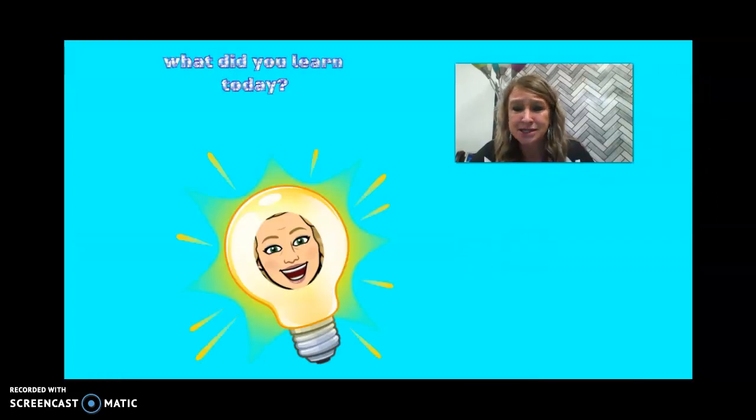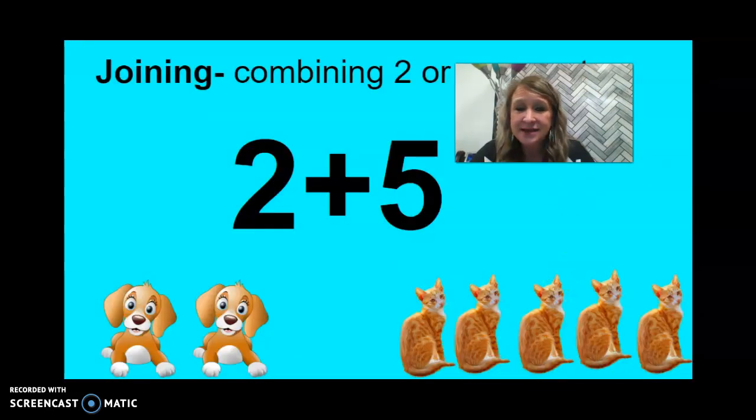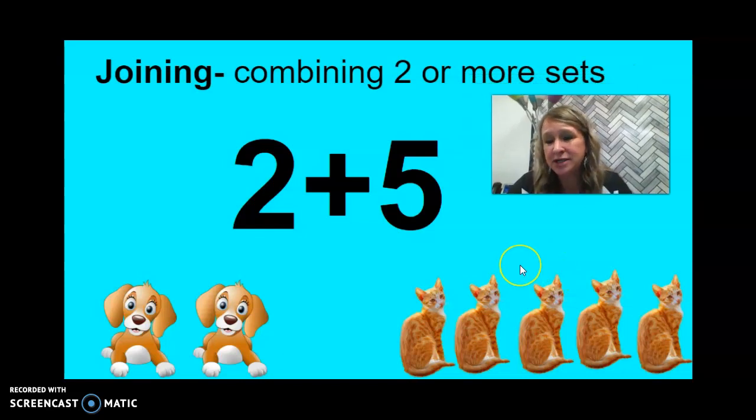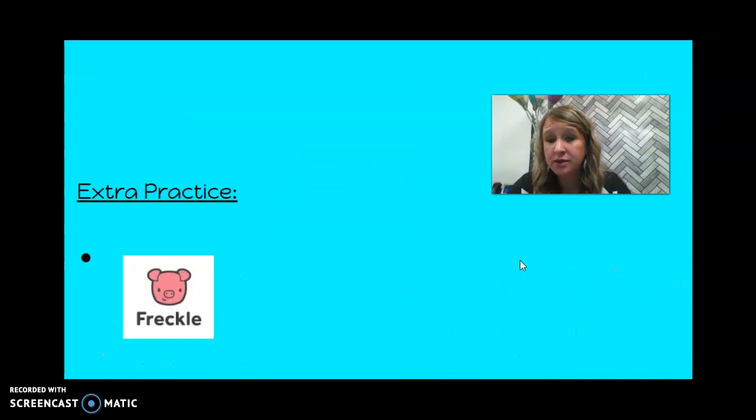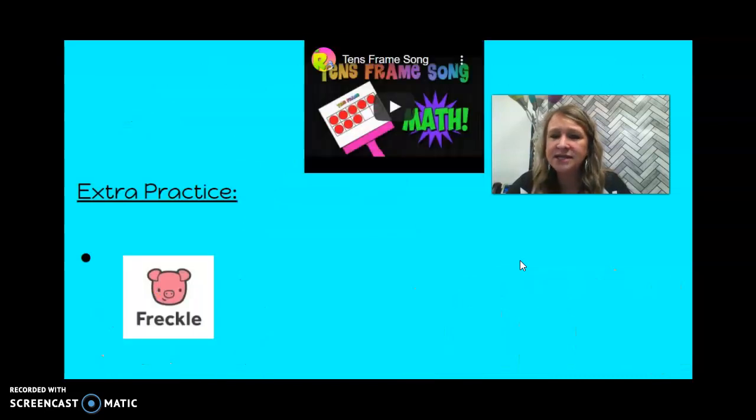What did you learn today? Joining, combining two or more sets. Separating, removing some from the group. And then you have a 10 frame song to refresh your memory on 10 frames.